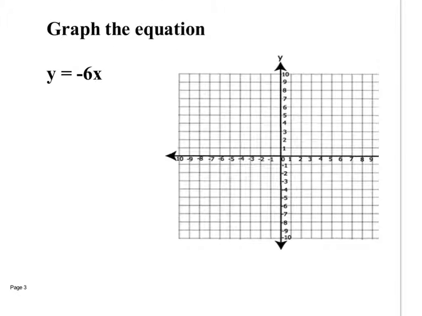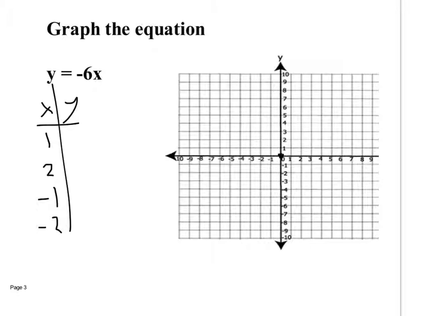You're going to see problems like this where you graph the equation, where y equals negative 6x. You know it's going through the origin, so that's our start. What I want to do is make a table. I'm going to pick 3 or 4 points. It doesn't matter where, and then we're going to graph them. So I'm going to pick 1, 2, and -1 and -2. It doesn't matter which ones you pick.